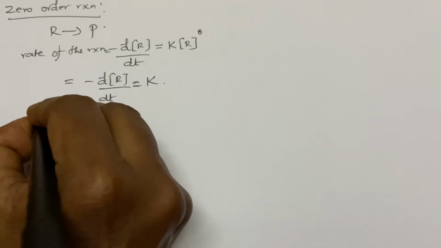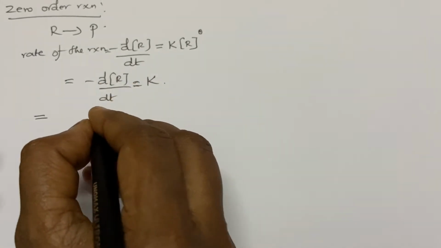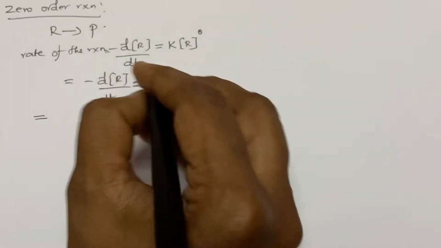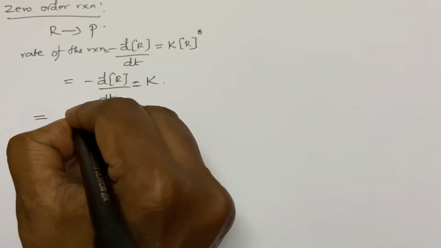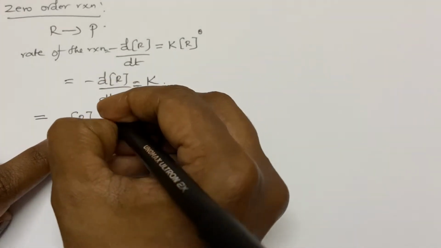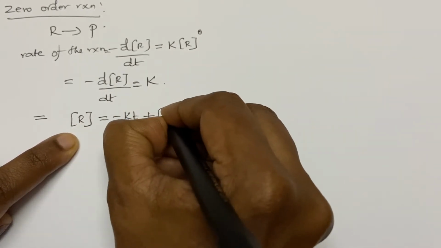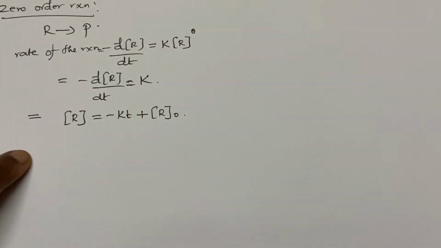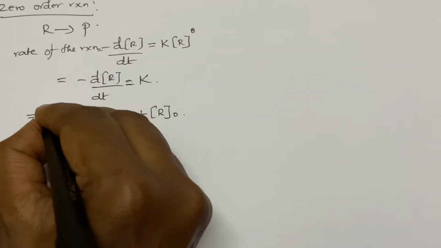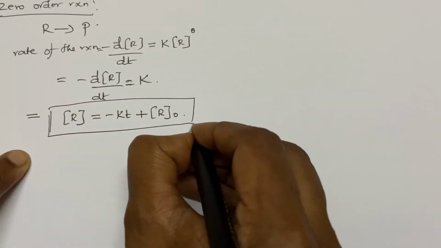I'm not going to derive it, so after integrating and solving this reaction, what are you going to get? You are going to get the concentration R is equal to minus kt plus R naught, isn't it? This is your solved equation.